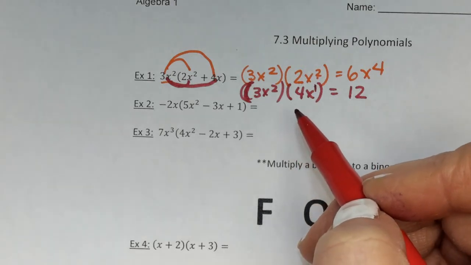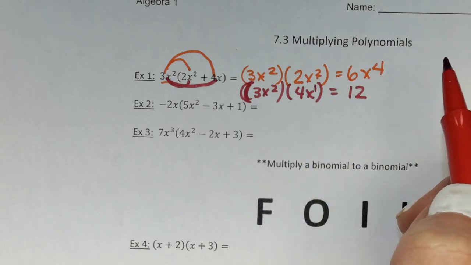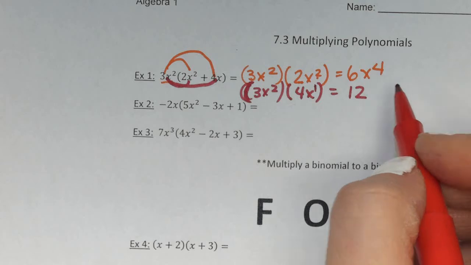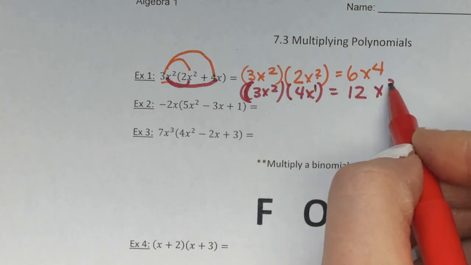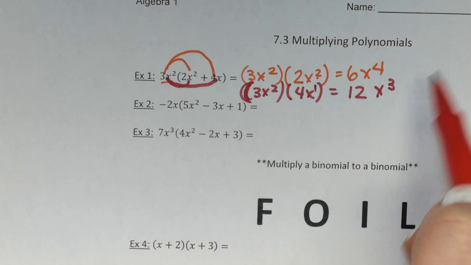Oh, I told you it was going to happen. My mind just went blank. We're adding the little numbers to the top, which are exponents. Oh, sorry about that. X to the 3rd. Okay. So multiplying exponents, we add them.